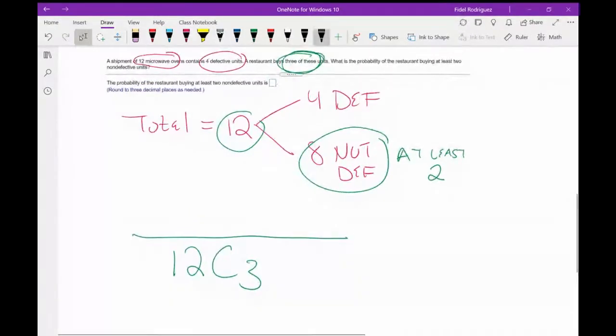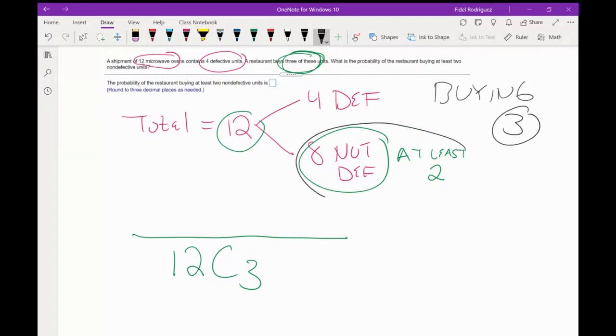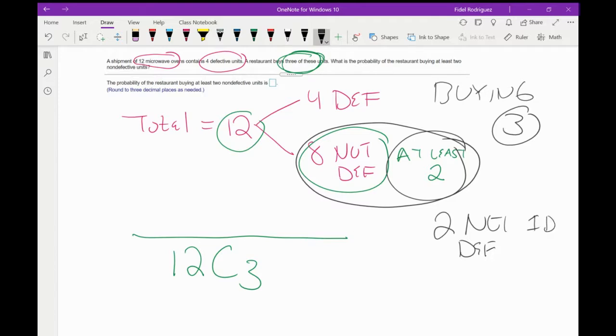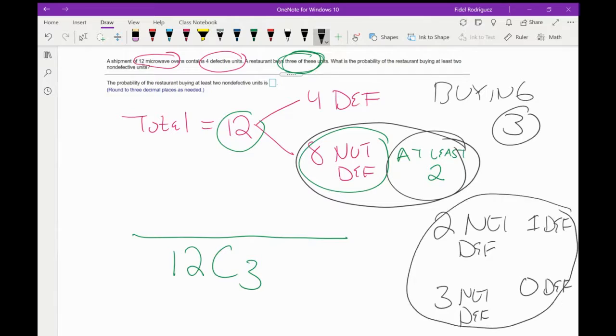Now, remember how many we're buying, right? We are buying 3, and we want at least 2 of them to be not defective. What does at least 2 mean? It means that either 2 are not defective, and then 1 of them is defective, or 3 of them are not defective, and 0 would be defective. We're only buying 3, right? So these are the 2 case scenarios that we're going to have.